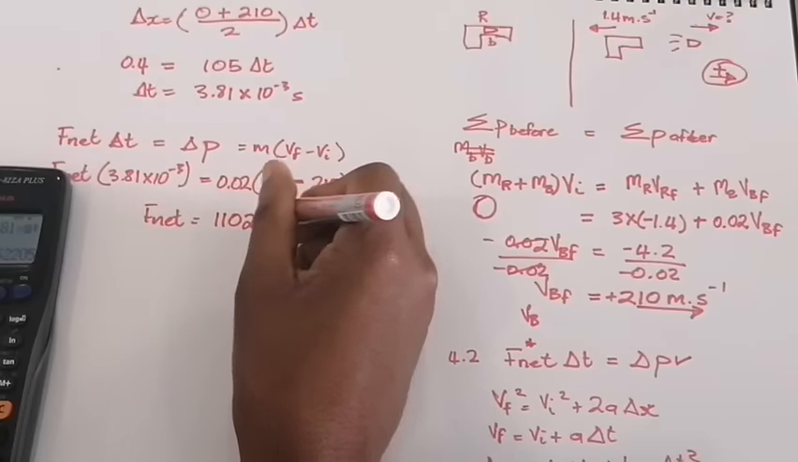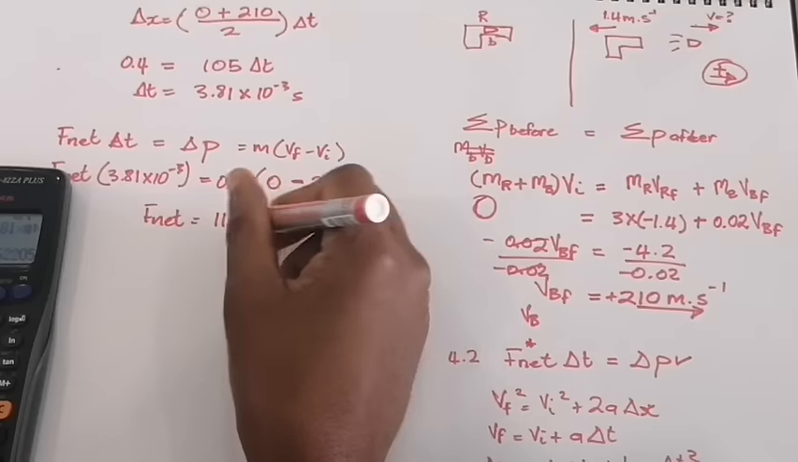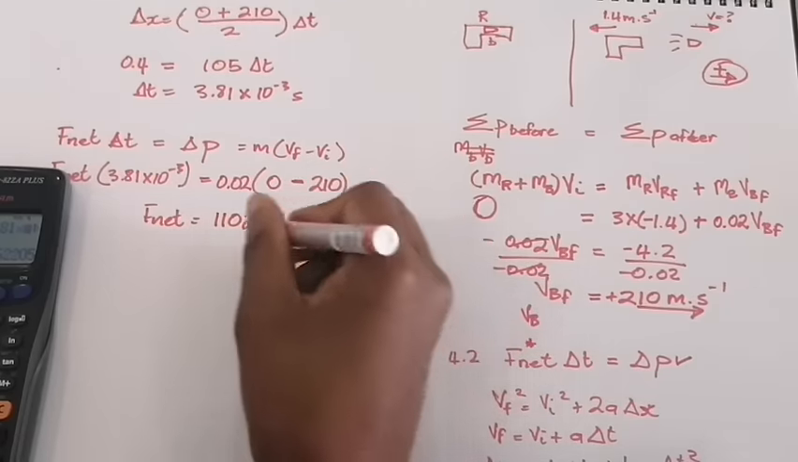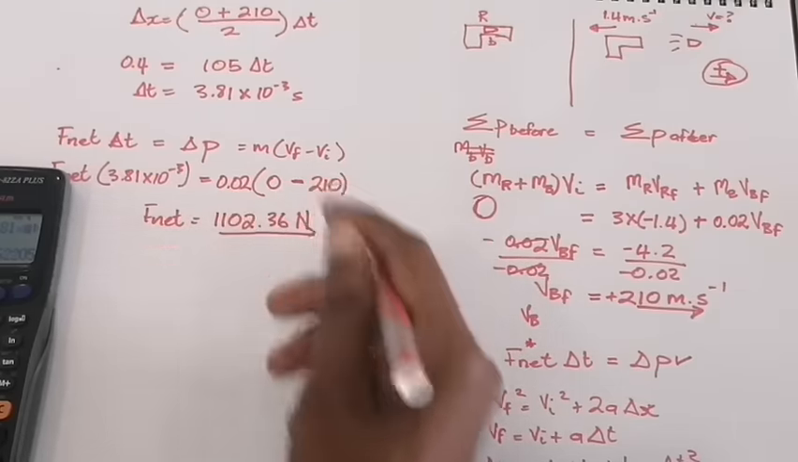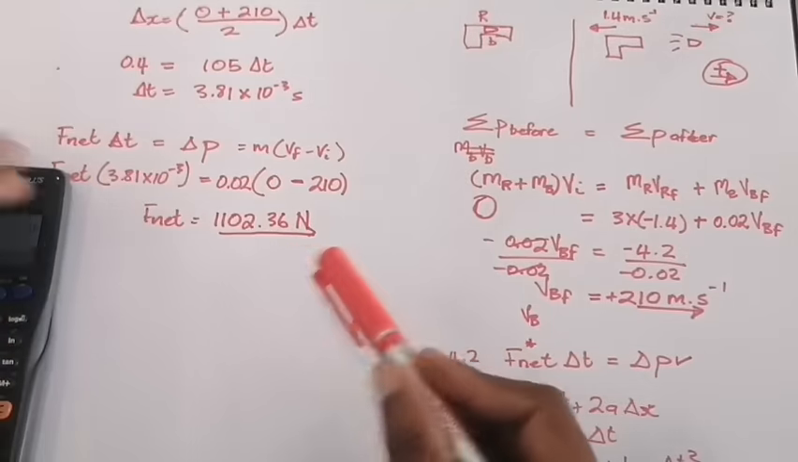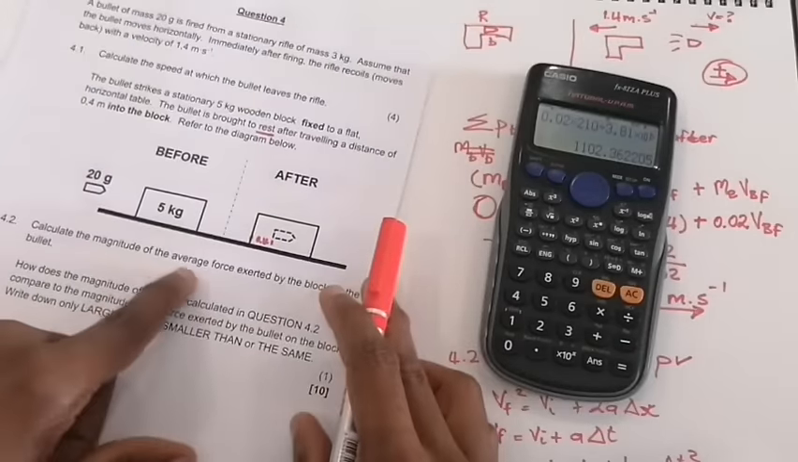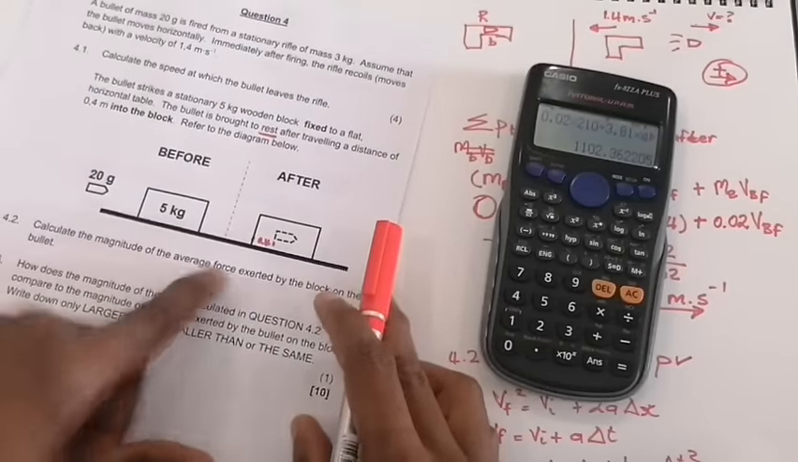So the amount of force that's exerted by the bullet on the block, and equally so the block on the bullet, is 1102.36 newtons. And please remember, why am I not concerning myself with the sign there? They said to me, calculate the magnitude of the average force.